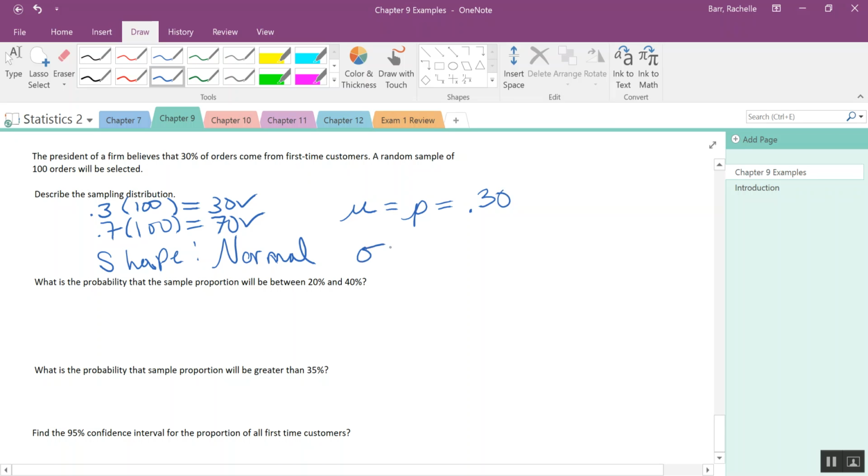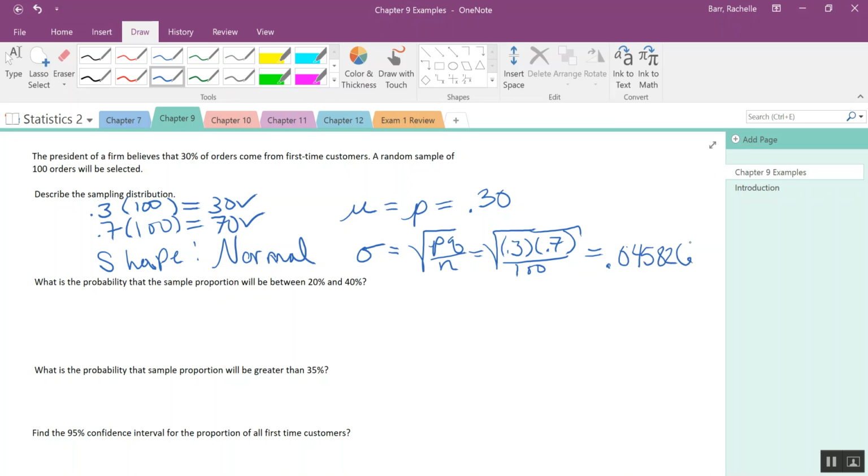The next thing I need to do is calculate the standard deviation, which is the square root of PQ divided by sample size. So that's the square root of 0.3 times 0.7 divided by 100, which when you calculate that, I have a calculator sitting by that I'm using for this, is 0.04582. I'm going to keep more digits than I think I'm going to need for the spread just because that number is so small. I don't want to accidentally lose any accuracy.